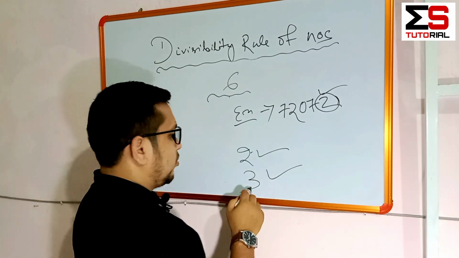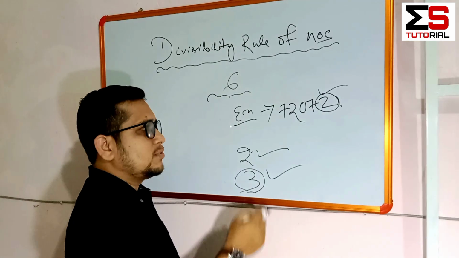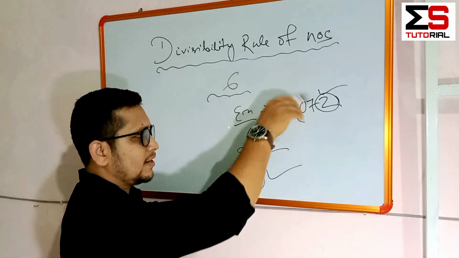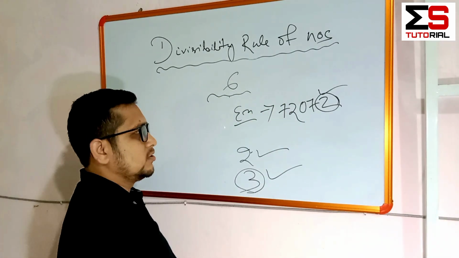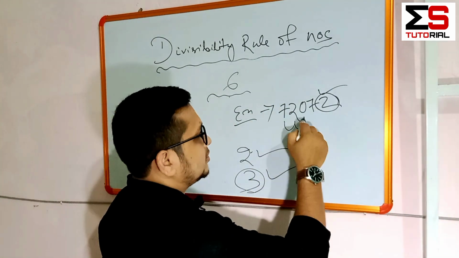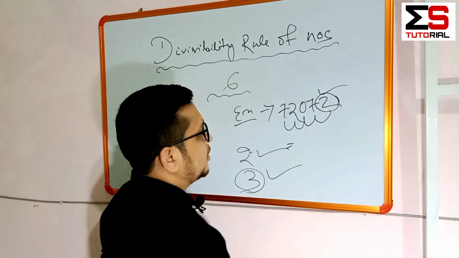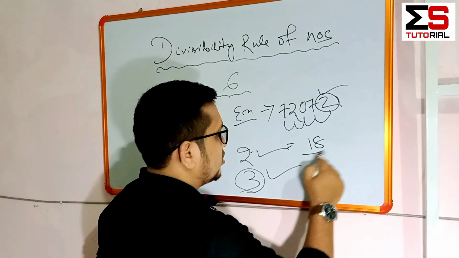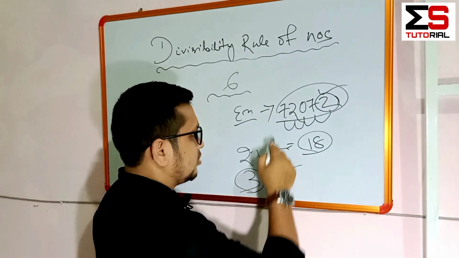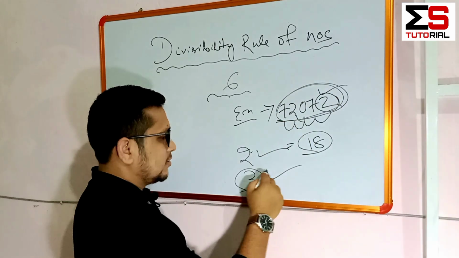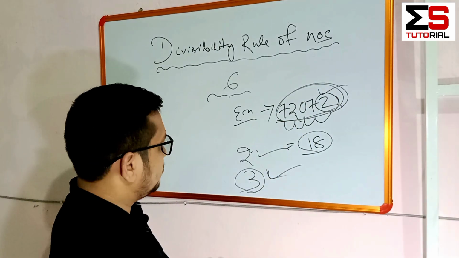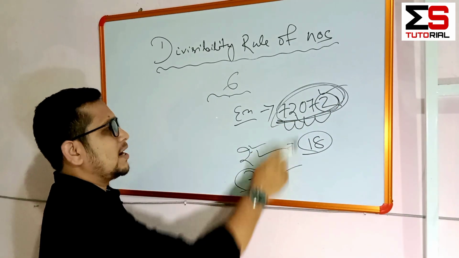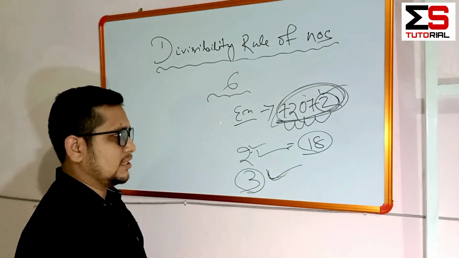How? We know the divisibility rule of 3. If the sum of all the digits of a number is divisible by 3, then the entire number will be divisible by 3. So the sum of all the digits here is 7 plus 2 is 9, plus 0 is 9, plus 7 is 16, plus 2 is 18. So here 18 is divisible by 3, so the entire number is divisible by 3. So finally we found that this number is divisible by both 2 and 3, so this number will be divisible by 6.